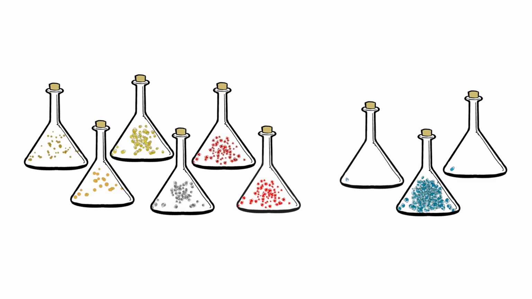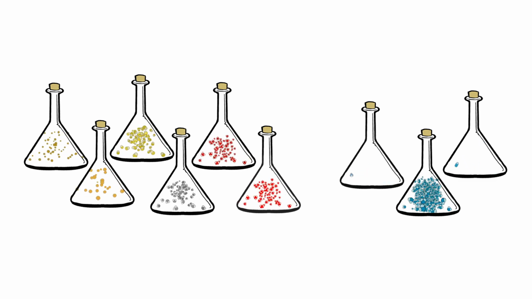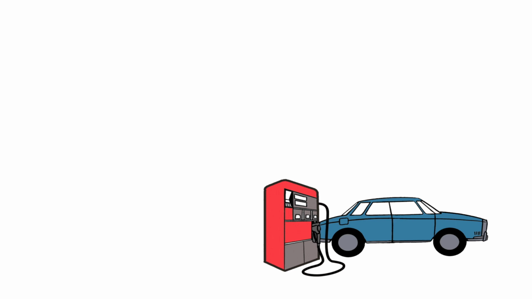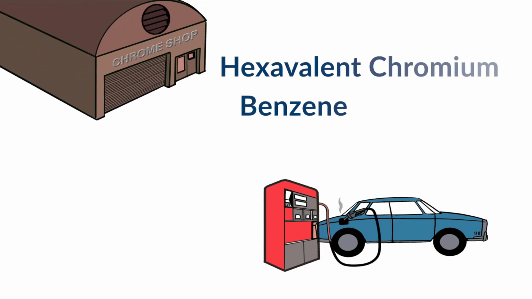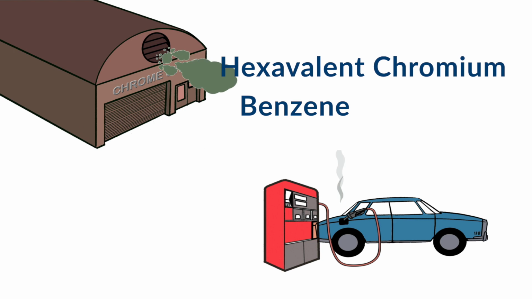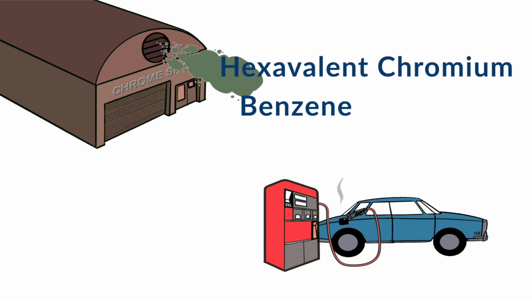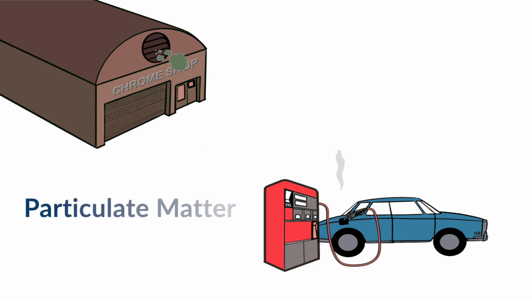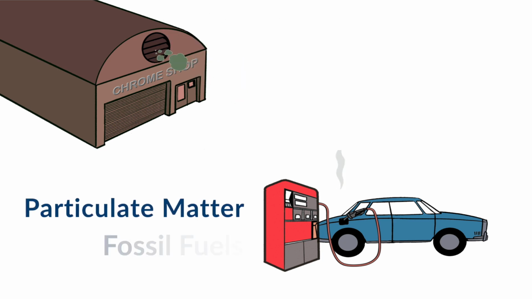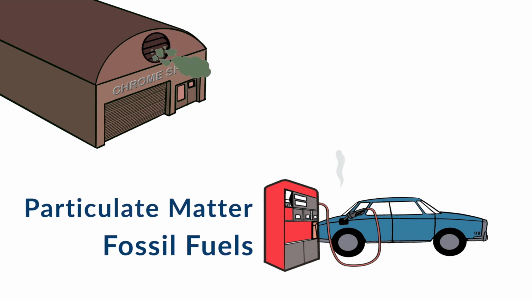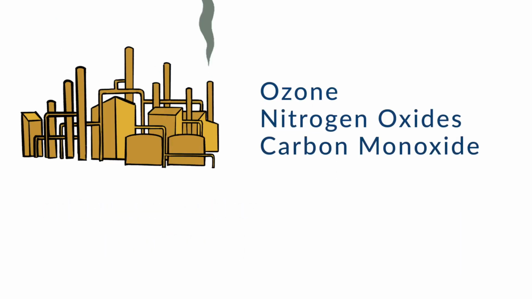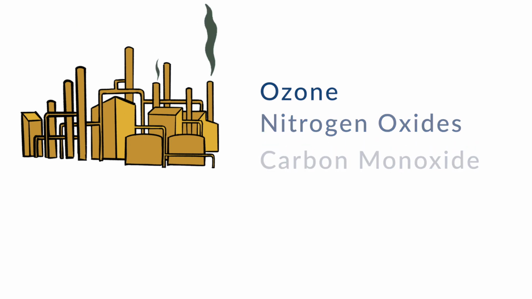Some of these pollutants or categories of pollutants include toxic air contaminants, which can be pollutants like benzene and hexavalent chromium that are known or suspected to cause cancer or other serious health effects. This includes compounds within particulate matter and volatile organic compounds, including pollutants from fossil fuels. Criteria gases such as ozone, nitrogen oxides, and carbon monoxide.